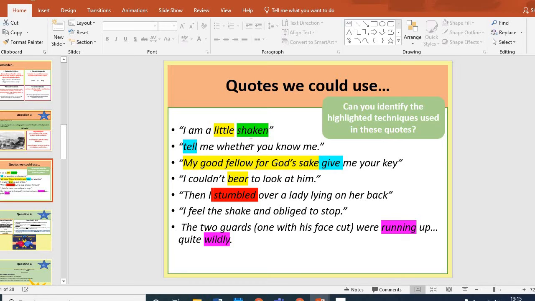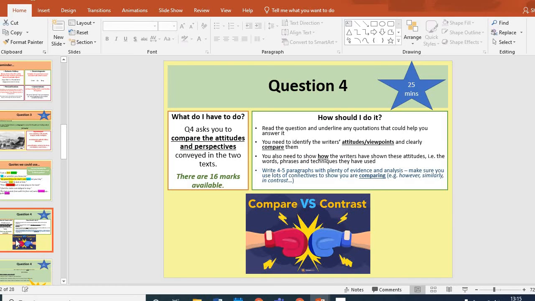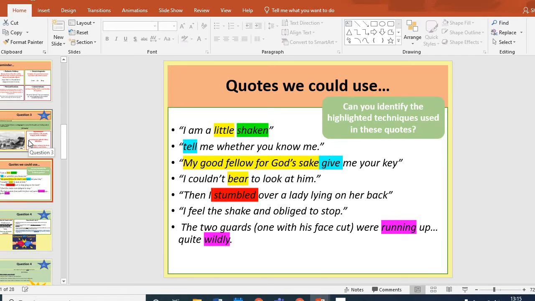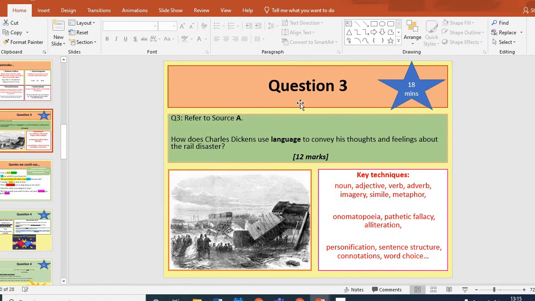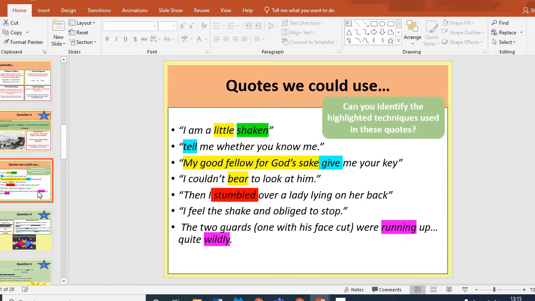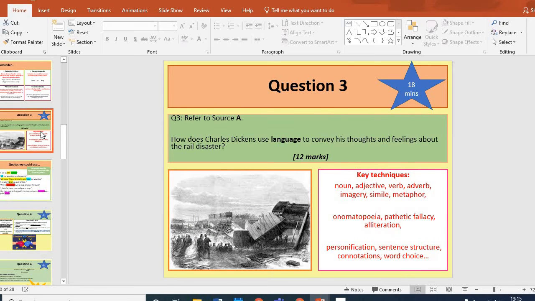So I'm hoping you've done the same for all of the other highlighted words. After you've done that, I would then like you to try and answer question 3. Try and put it into your 3 to 4 paragraphs. Some of the quotes that you will use for your points could be from here, and that should take around 20 minutes. So pause the video, have a go at answering this question, and then come back.